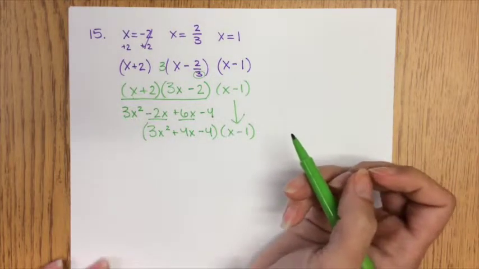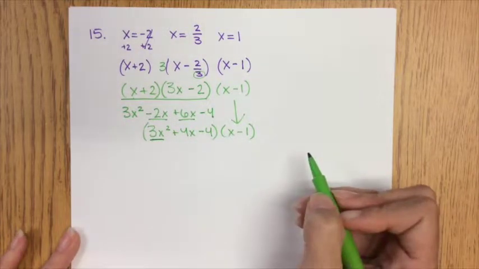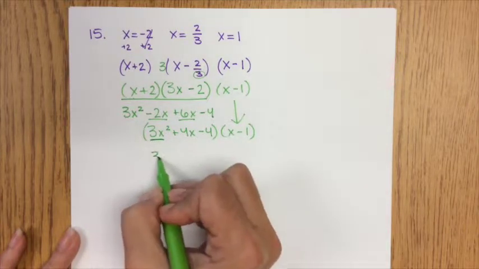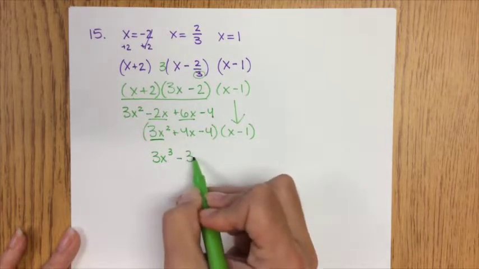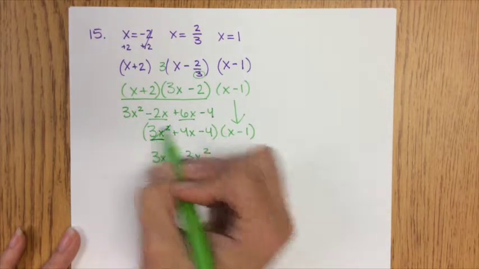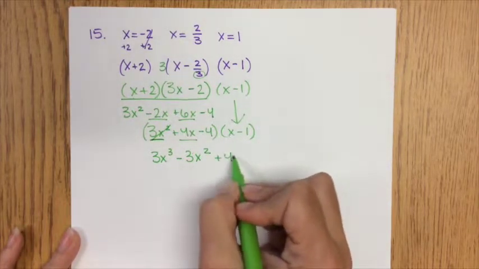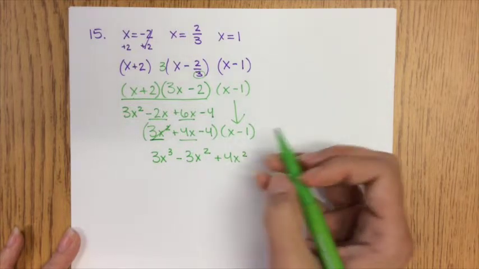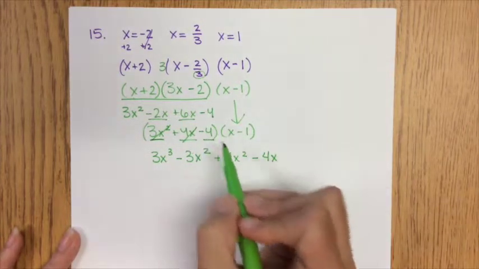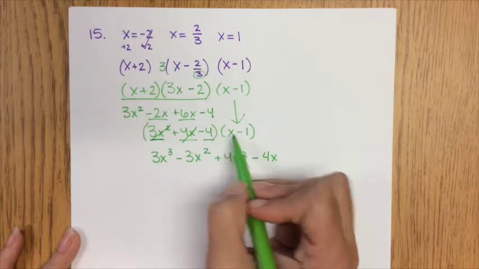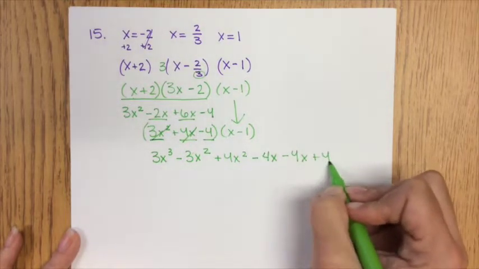Now we're going to multiply these together. Now when you multiply these, you're going to multiply this first term by everything. So 3x squared times x is 3x cubed. 3x squared times negative 1 is negative 3x squared. We're done with that. Let's move to the next one. 4x times x is plus 4x squared. 4x times negative 1 is negative 4x. I'm done with that one. Go to the last term. Negative 4 times x is negative 4x. Negative 4 times negative 1 is plus 4.